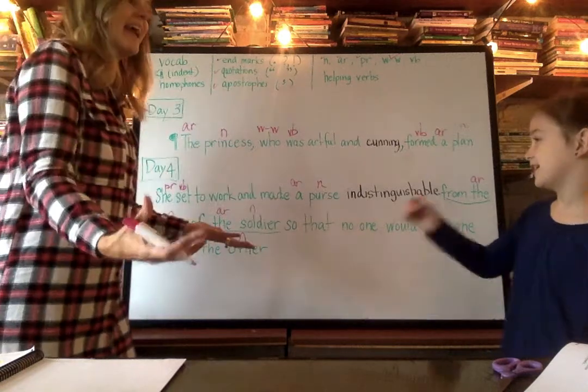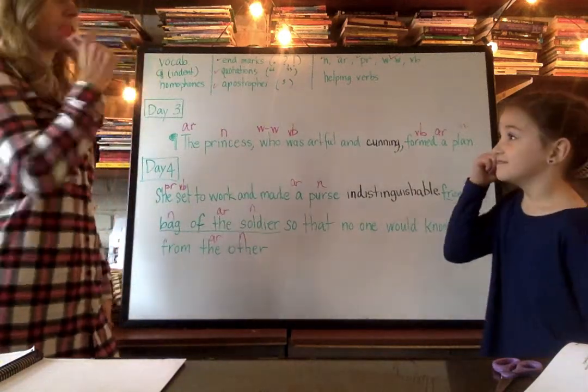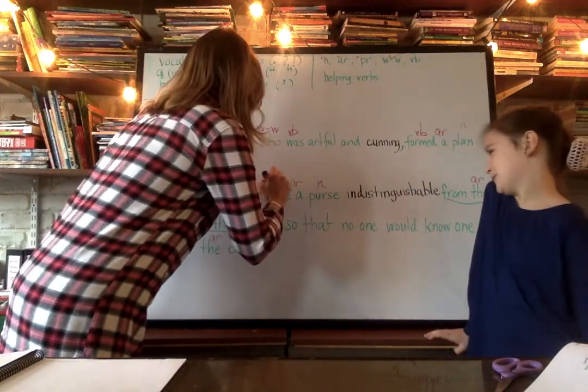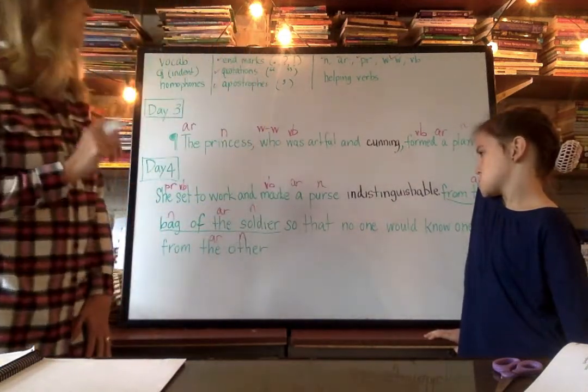Made. She made. Very good. I will made. Does that make sense? No, yesterday. Yesterday I made. Very good. Yeah, it's in the past tense. So we're going to put VB above made.